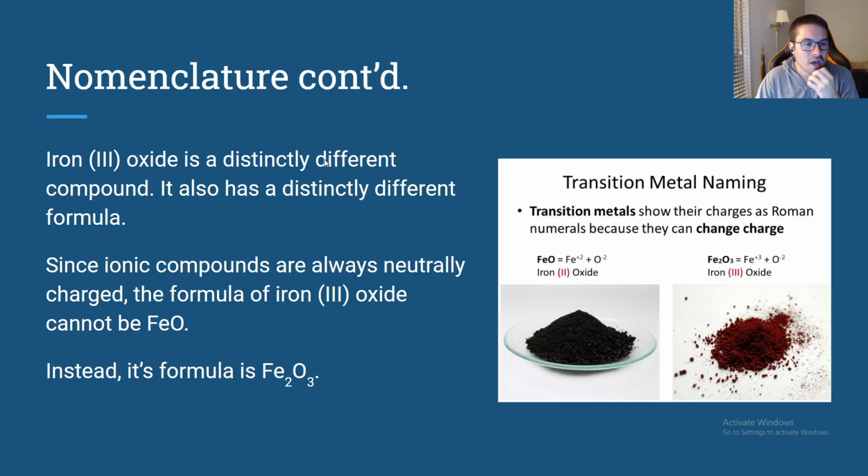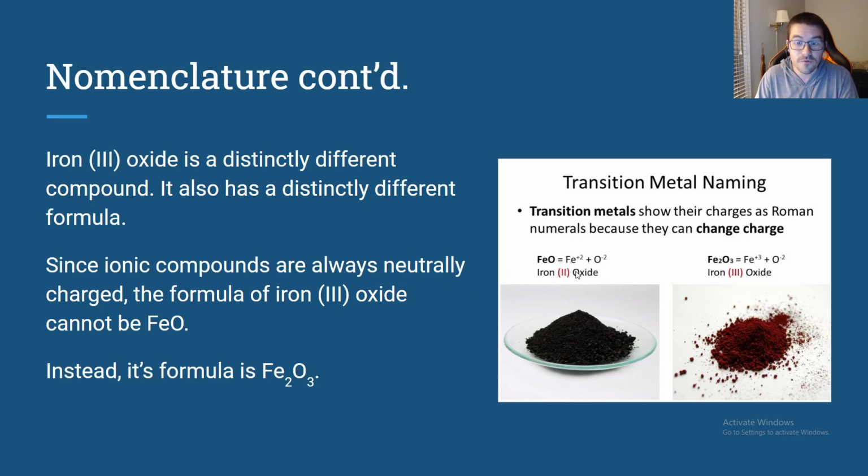I just wanted to show you, here's another version of iron oxide. Okay, it's called iron 3 oxide. This is a distinctly different compound. Here's pictures of them. This is iron 2 oxide. This is iron 3 oxide. They are different, okay? They have different properties. They have different colors, right? So it is definitely something that we have to pay attention to.